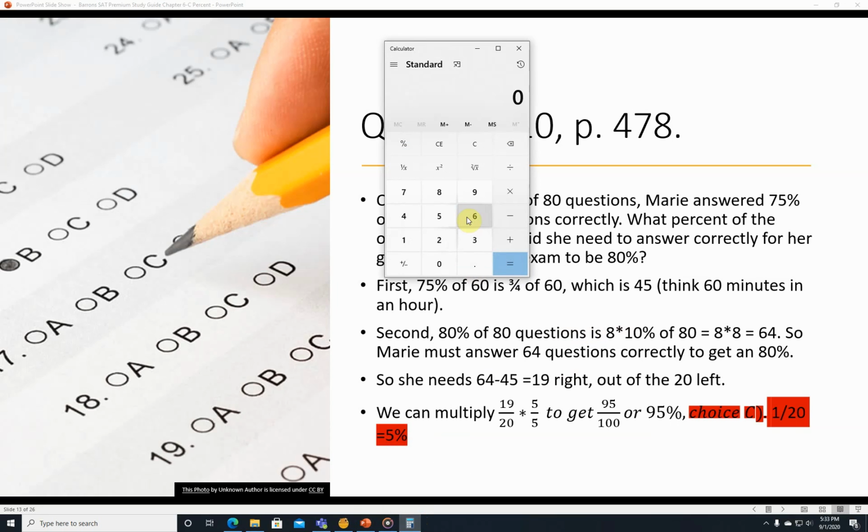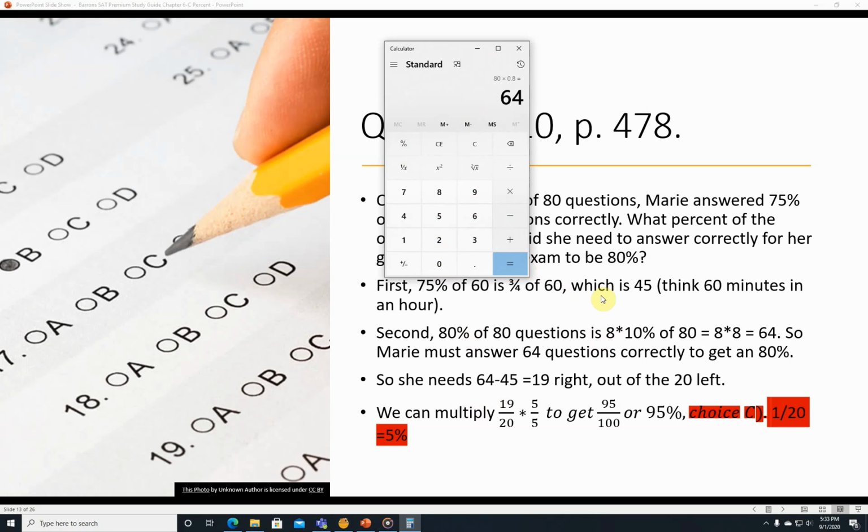If you're lucky enough that this would actually be on the calculator section, you can just go 60 times 75%, boom, which is 45. Okay. Second, 80% of 80 questions. Well, again, we can go 80 times 80%, which is 64.